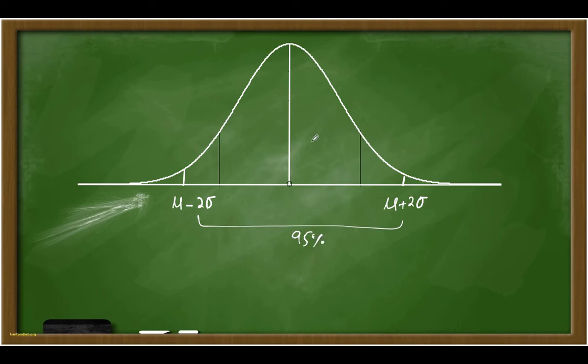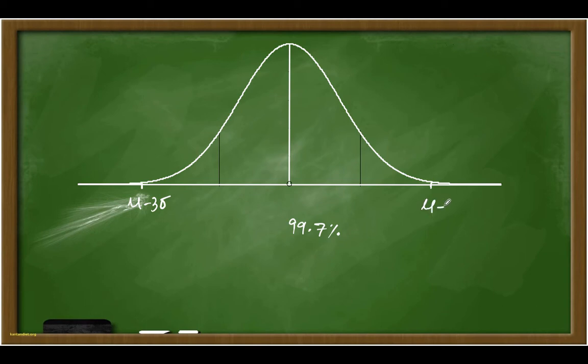And the third property is that 99.7% lies between mean plus minus 3 standard deviations. That means between mean minus 3 standard deviations and mean plus 3 standard deviations. So this is the property.